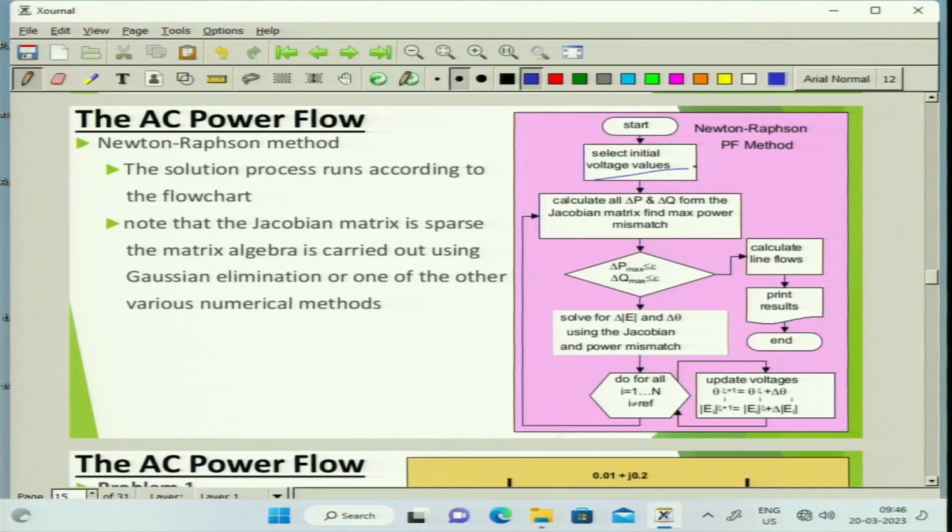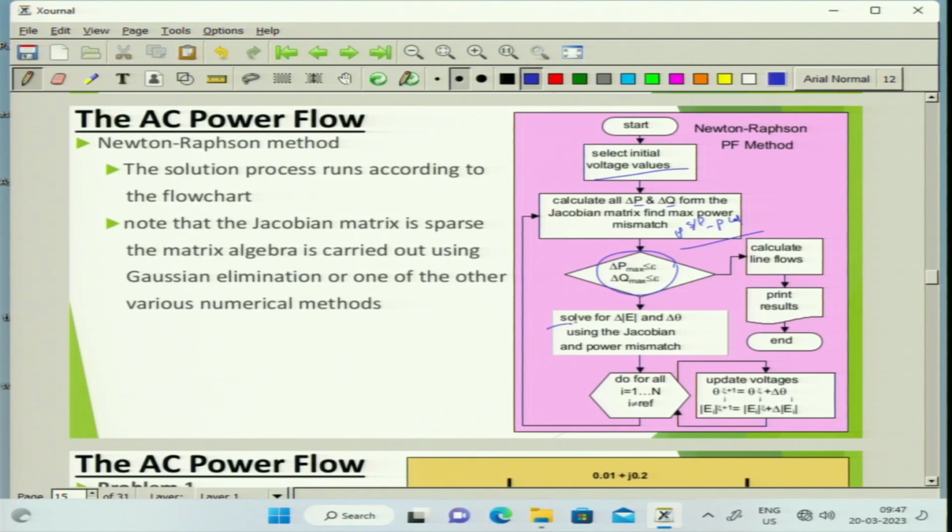Select initial voltage angles and initial voltage values, and calculate all delta P and delta Q from the Jacobian matrix and find the maximum power mismatch. That is P specified minus P calculated. If this is within the tolerance limit, then it has already converged. Then calculate line losses, line flows, and print results.